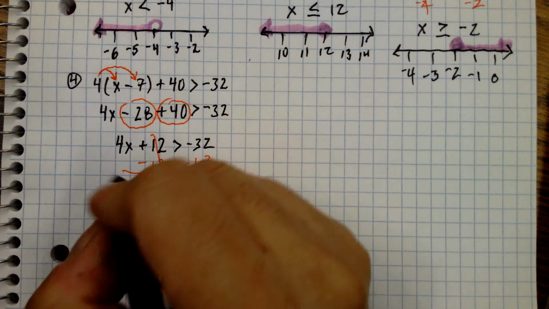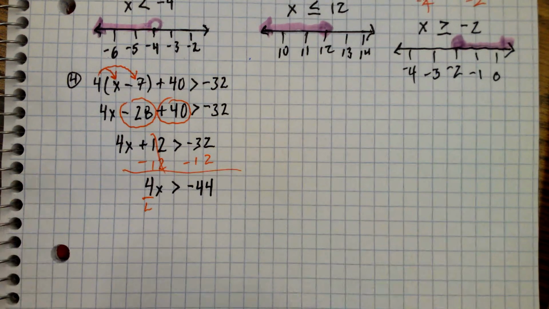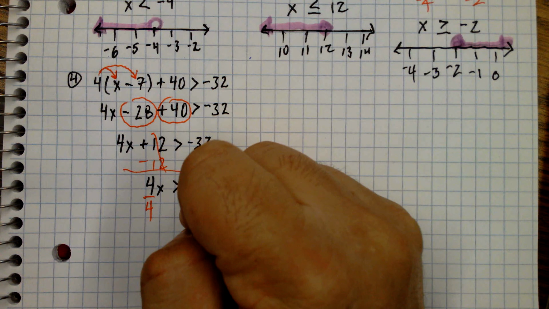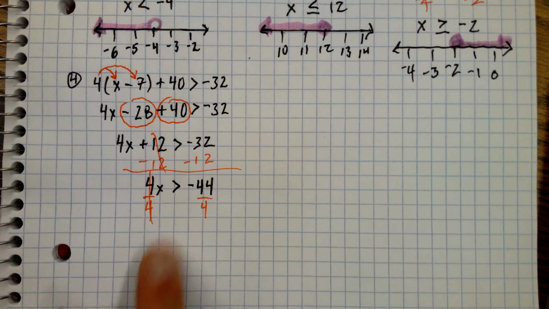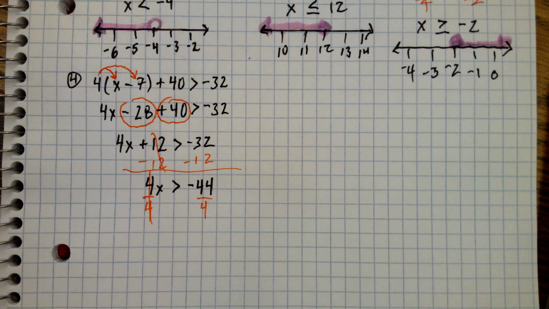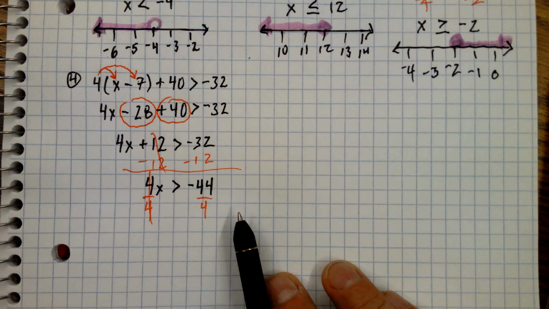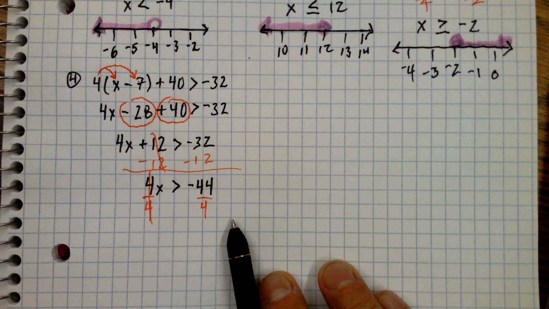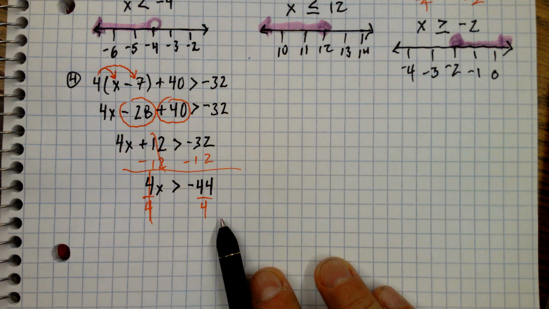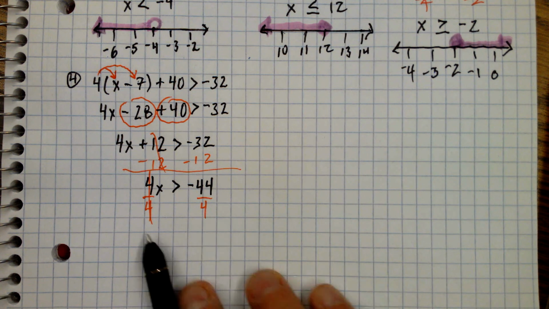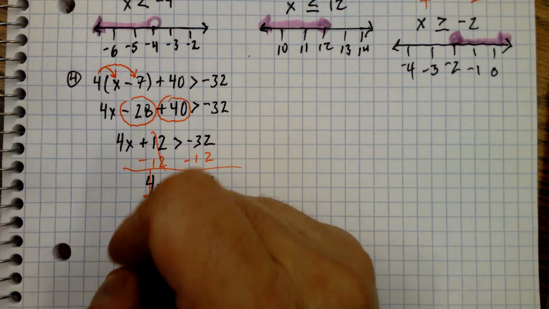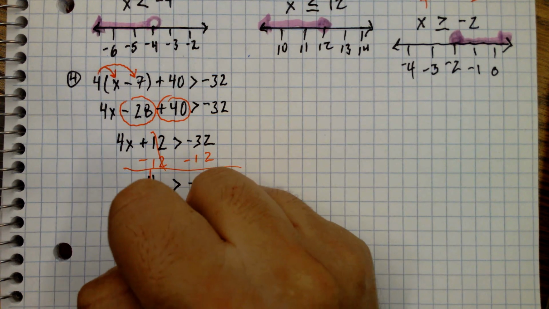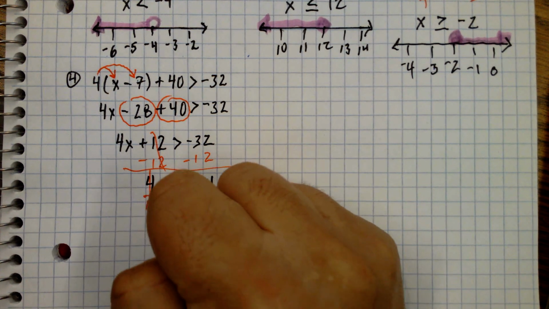And now just one step left. We'll divide out the 4. Now, will I have to flip this inequality symbol? No. That's a common mistake at this point when you're first learning this. Oh, I see, I'm dividing and there's a negative, I had better flip the inequality symbol. Remember, it's only when you divide or multiply by a negative, and I'm dividing by a positive, so we don't flip it. And we get x is greater than negative 11.